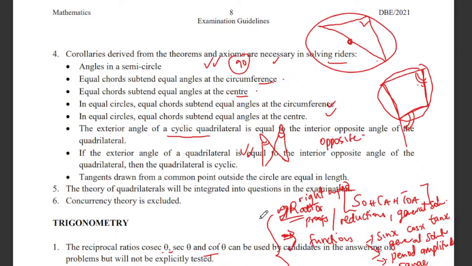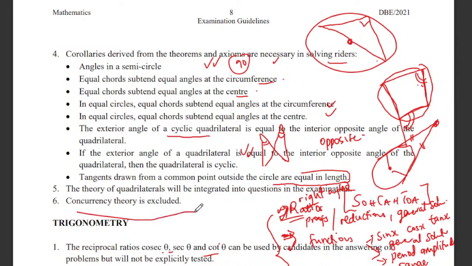Okay, then they're telling us that if we have tangents from a common point outside the circle, those tangents are equal. So you have your circle, and then you have your lines that are moving from one point. So those ones must be equal in length. That we need to know. And then the concurrency is not part of our discussion today.